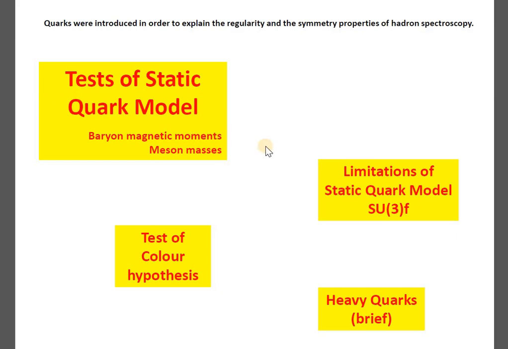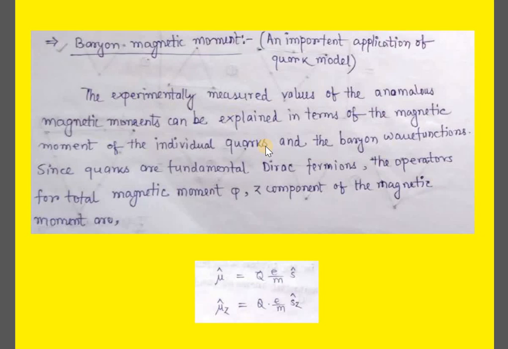baryon magnetic moment. Now you see what we have done so far. We have talked about the various details of the static quark model, and now let me talk about some of the applications and which we will try to compare with the experiment and see if indeed quark model is good enough. The first application here is the calculation of baryon magnetic moment.